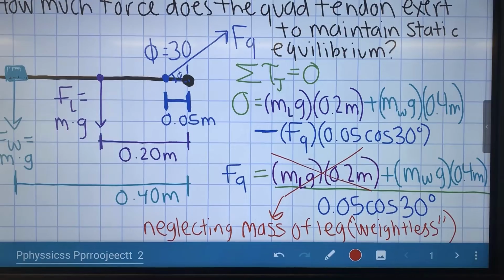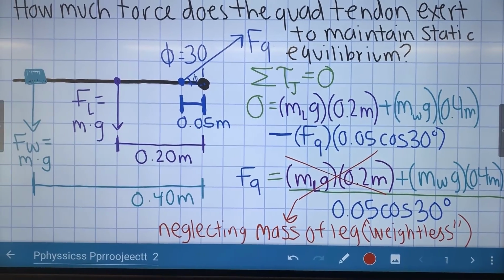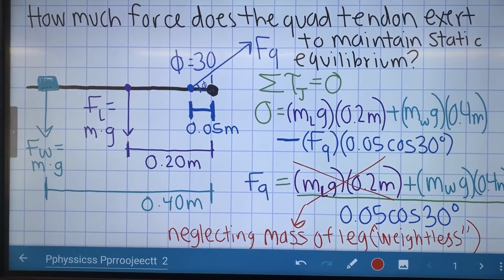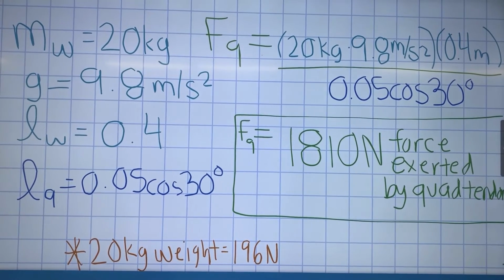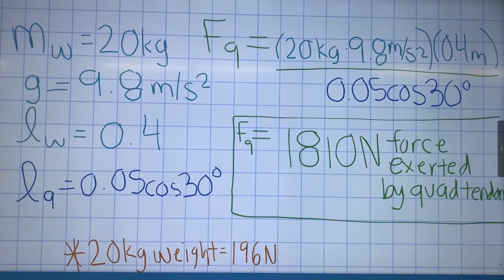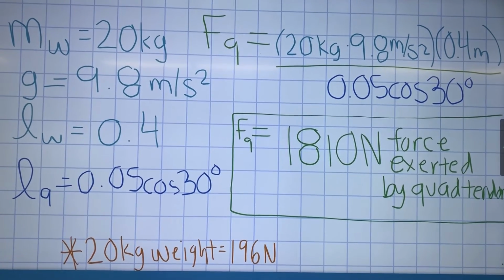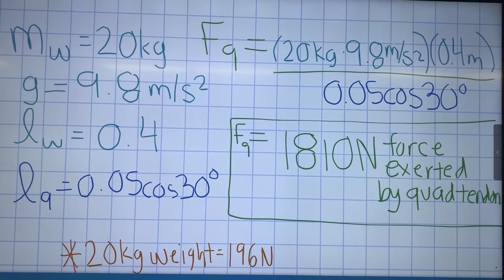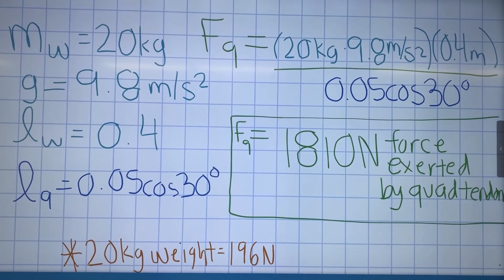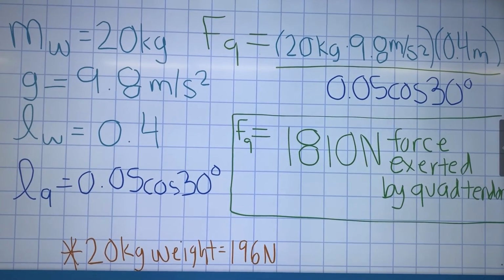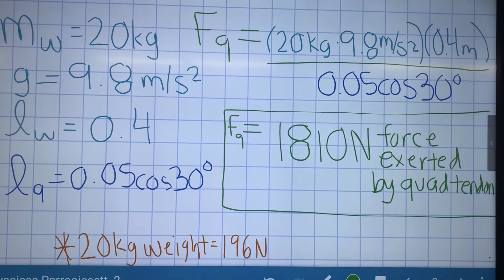We're going to go ahead and neglect the mass of the leg and assume that the leg is weightless. So I'm just going to take that out, and now I'm going to solve with my knowns. Here I solve for the force of the quad tendon. I have the mass of the weight, 20 kilograms, multiplied by gravity, 9.8, multiplied by the lever arm of the weight, 0.4 meters. All of that is divided by 0.05 cosine of 30 degrees, which is the lever arm of the quad tendon. The force of the quad tendon equaled 1,810 newtons.